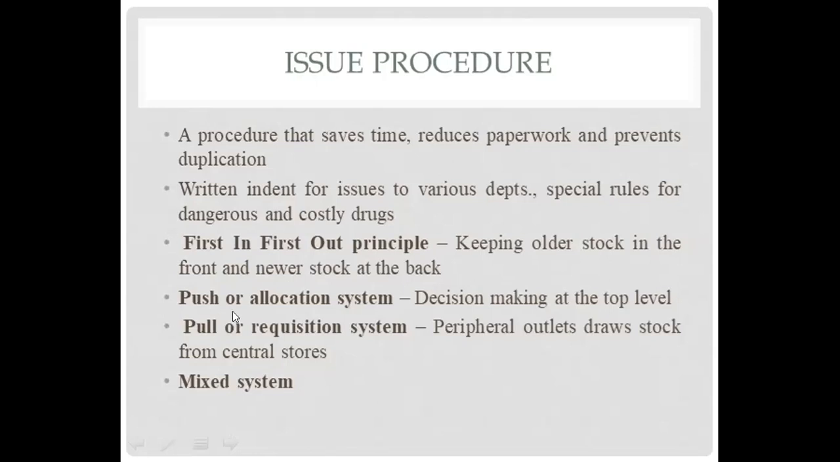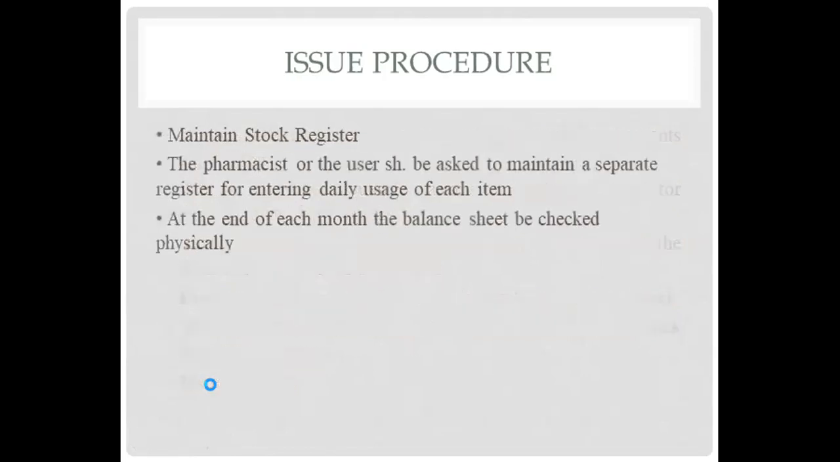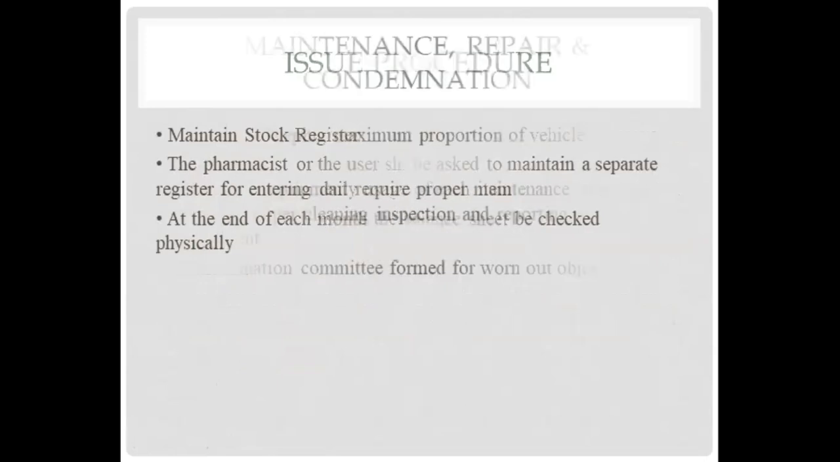Push or allocation system includes decision making at the top level in the issuance of stock. Pull or acquisition system includes peripheral outlets drawing stock from the central store, and this may be a mixed system of both pull and push system. Issue procedure should include maintaining a stock register. The pharmacist or user should be asked to maintain a separate register for entry of daily usage. At the end of each month, the balance should be checked physically.